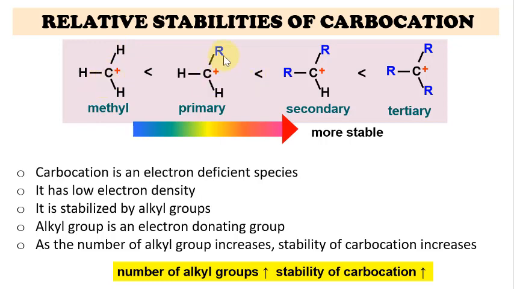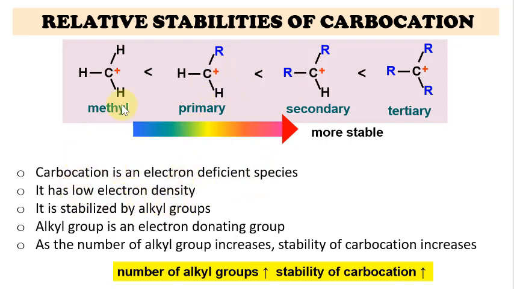attached to it. If we have one alkyl group attached to the carbocation, then it is a primary carbocation. Two alkyl groups attached to the carbocation, it is a secondary carbocation. Three alkyl groups attached to the carbocation, it will become a tertiary carbocation. A carbocation is also an electron deficient species, which means it lacks electrons. So the electron density on the carbocation is very, very low.